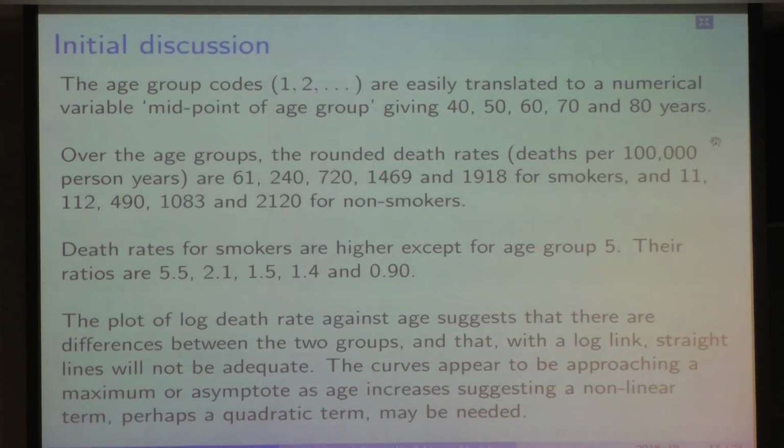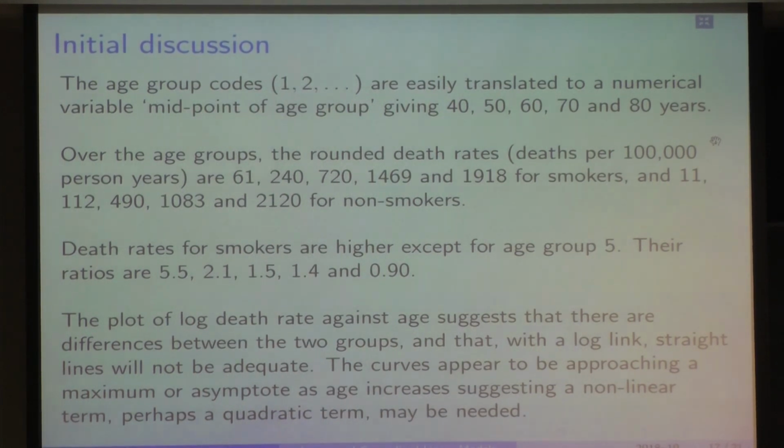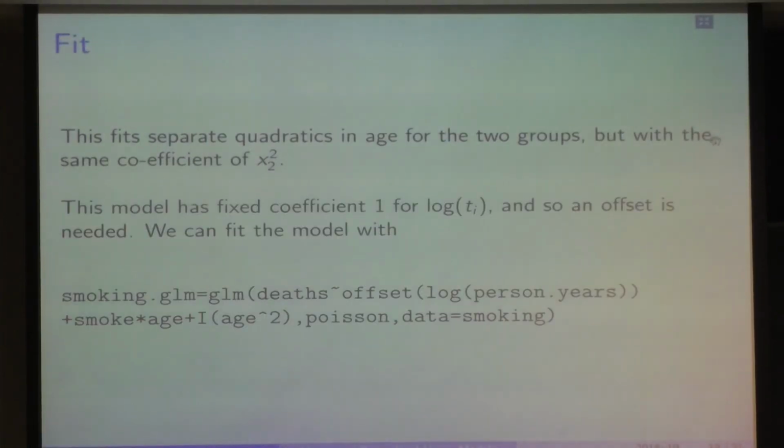So if we plot log of death rate against age, we see that there are differences. So we will see these plots in a minute between the two groups. And furthermore, there's some curviness in the data which suggests that a straight line isn't going to be a good model. So let me actually scroll through to those plots.